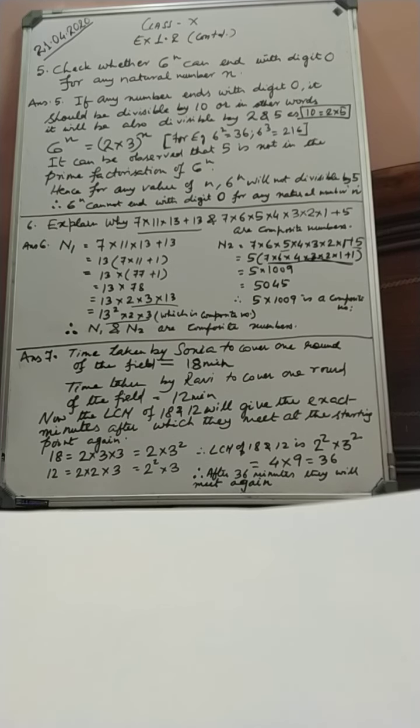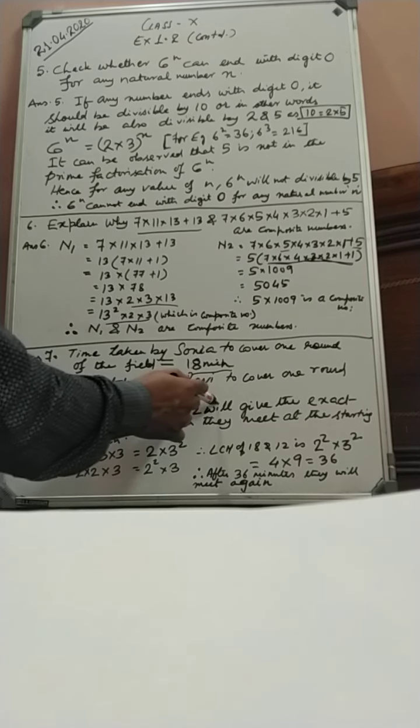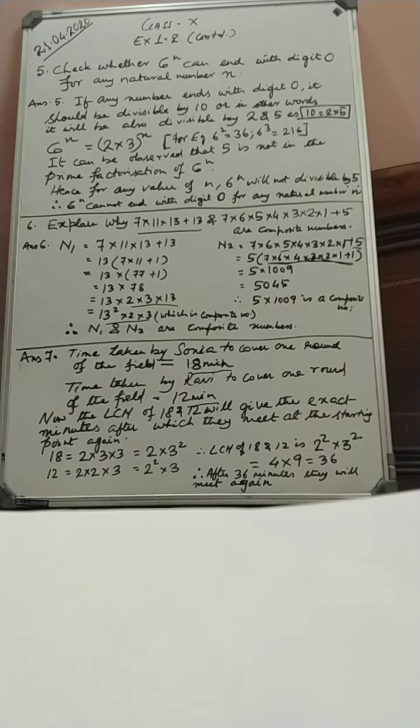So you see, the time taken by Sonia to cover one round of the field is 18 minutes. The time taken by Ravi to cover the field is 12 minutes. Now the LCM of 18 and 12 will give the exact minute after which they meet at the starting point. The prime factorization of 18 is 2 into 3 into 3, that is 2 into 3 square. Similarly, 12 is 2 into 2 into 3, that is 2 square into 3. So the LCM of 18 and 12 is 2 square into 3 square.